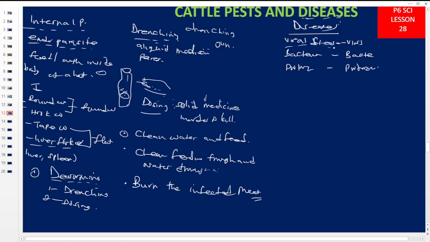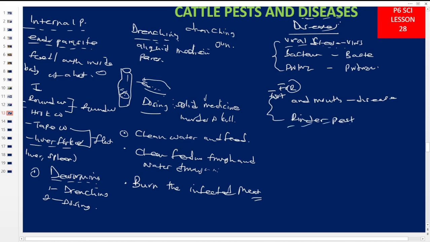Now let us start with the viral diseases. To remember these viral diseases, we use mnemonics. For example, you can use the word FOR. When I use this word, I am abbreviating the viral diseases. F stands for foot, and O stands for mouth. So foot and mouth disease is a viral disease. Then R stands for rinderpest. So these are the two viral diseases that can affect cattle.